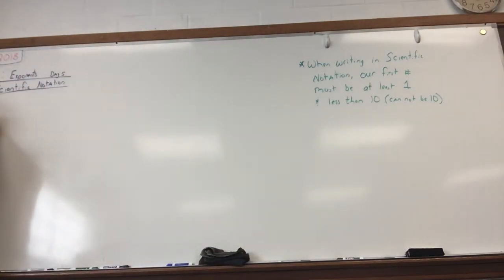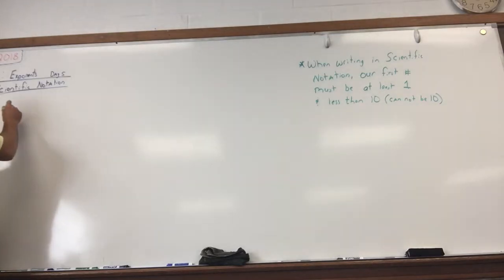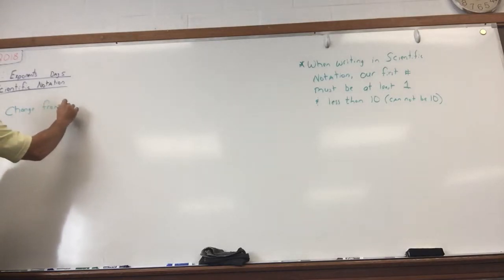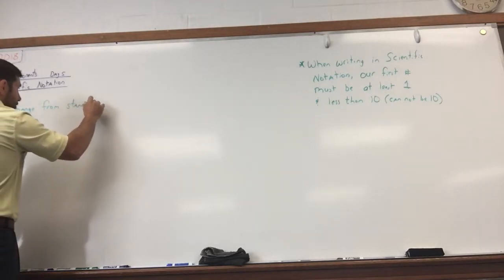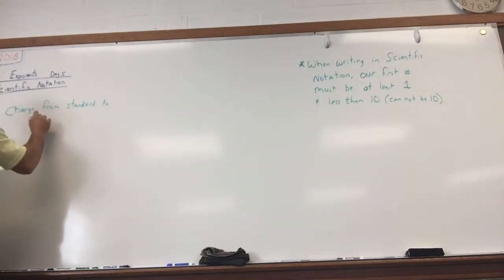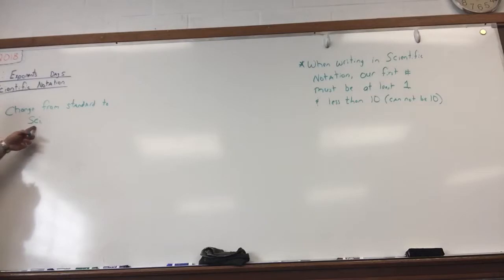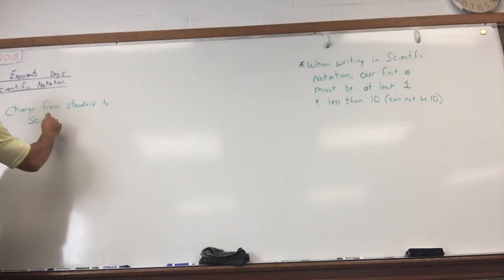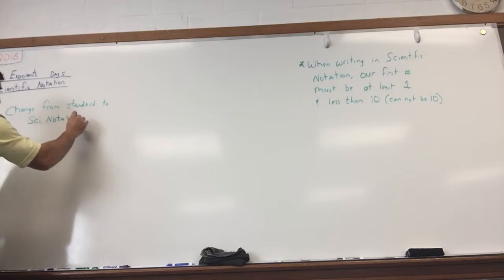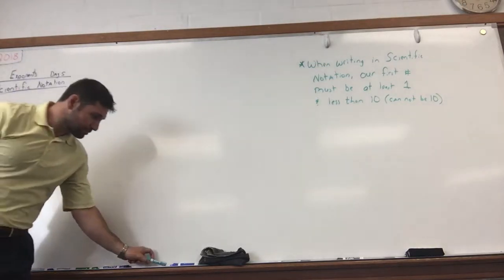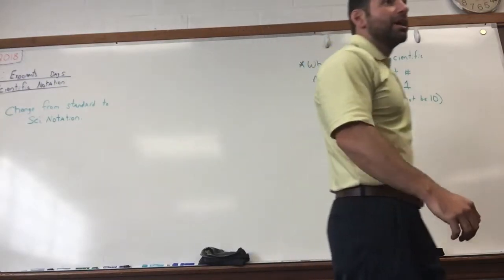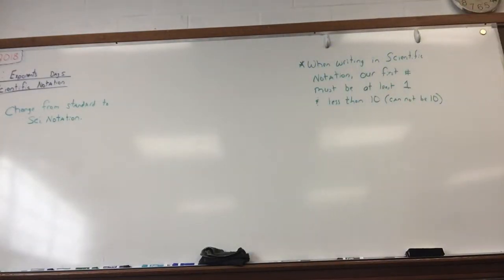So, the example will say, change from standard to scientific, and I'm going to abbreviate scientific as SCI, notation. The key with scientific notation is knowing where to place the decimal. When you're talking about scientific notation with me, we are always going to place a decimal.